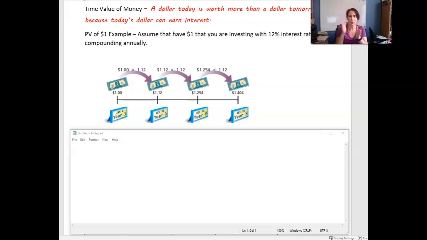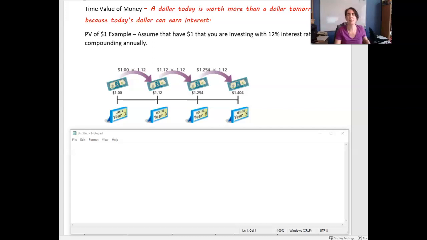$1 today is worth more than $1 tomorrow because today's dollar can earn interest. Different way of thinking about it. If you had $1 today, do you expect that you'd be able to buy more with that dollar today than maybe you would a few years out? Okay, so a different way of looking at it.